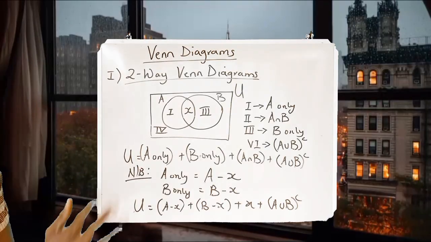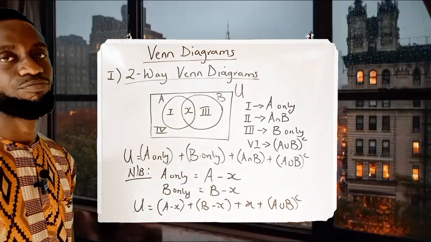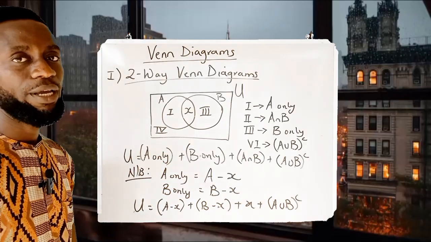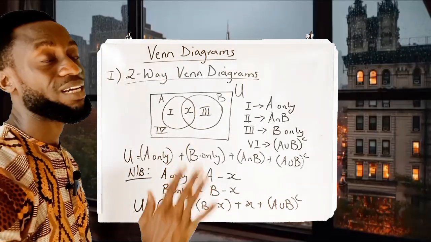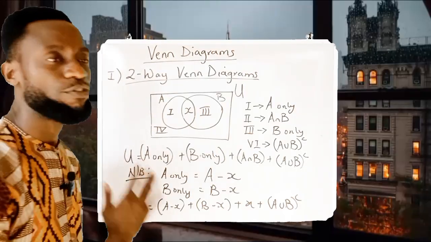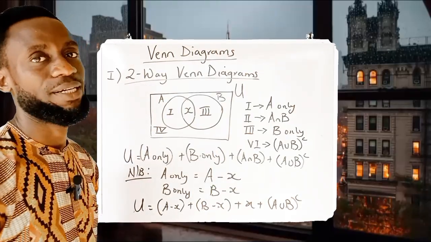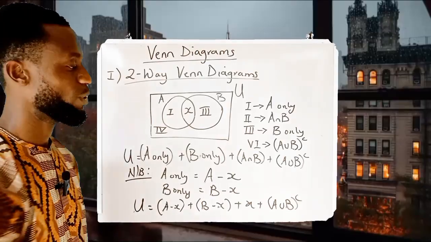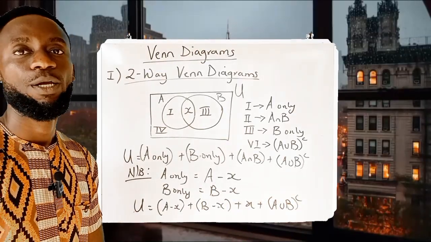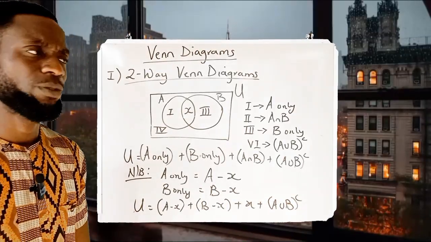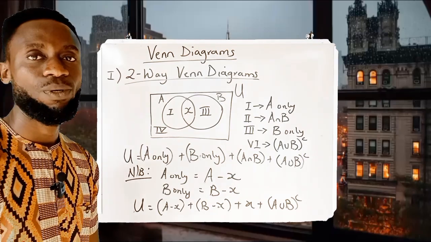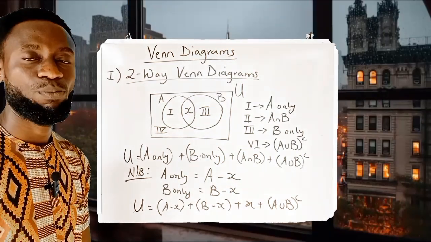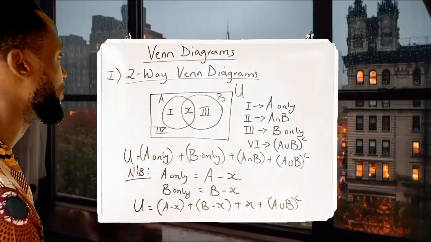Oftentimes, you will not be given people that didn't do both. For example, I could have just told you that in a class, they offer either geography or physics, nobody outside. And when you're solving, your exclusion becomes 0. Those outside both of them become 0. So let's see a typical example and see how to manipulate that. An example is on your screen.